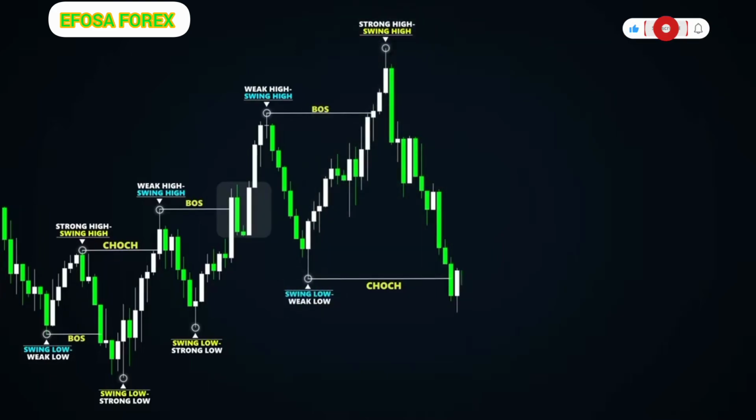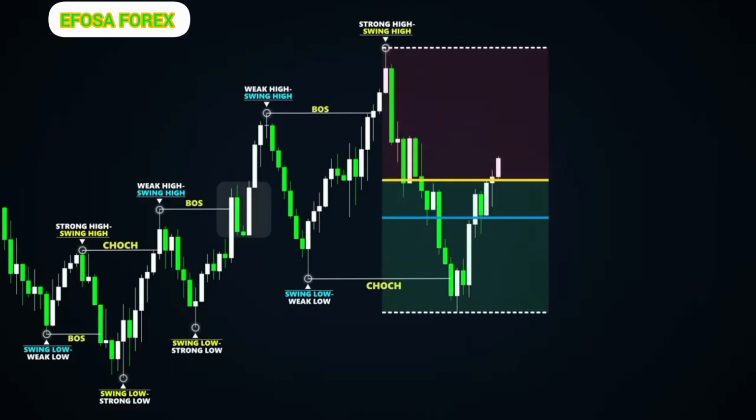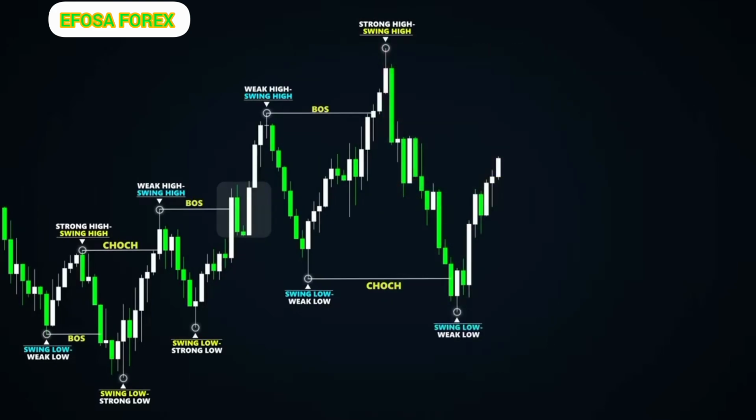Price drops sharply. After some time, it pulls back again. So, grab your Fibonacci tool and draw from the strong high to the low. Price comes up to the 38.2% level. That's a valid pullback. We mark the weak low. Then, price breaks below that weak low. That's a break of structure. So, we mark the new strong high, which is the highest point before the break.